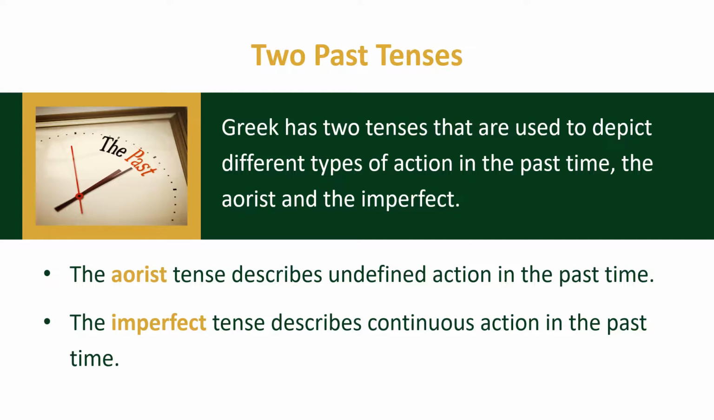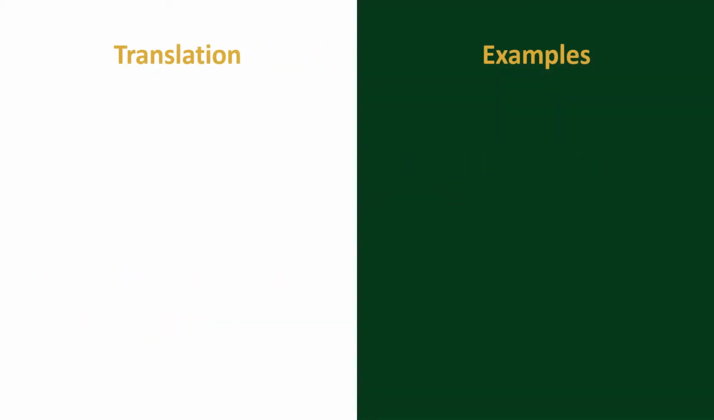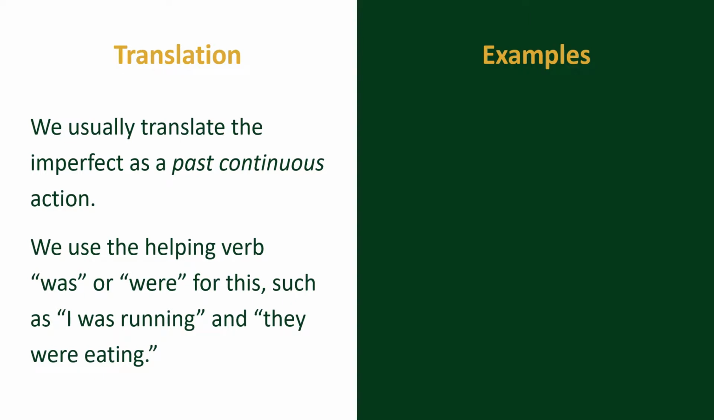This is different to the present tense. Greek has only one present tense, so the present tense in Greek can represent either continuous or undefined action. But when it comes to the past tense, there are two, with the imperfect specifically depicting continuous or repeated action in the past time. Turning to the translation of the imperfect, we usually translate the imperfect as a past continuous action. We use the helping verb was or were for this, such as I was running or they were eating.